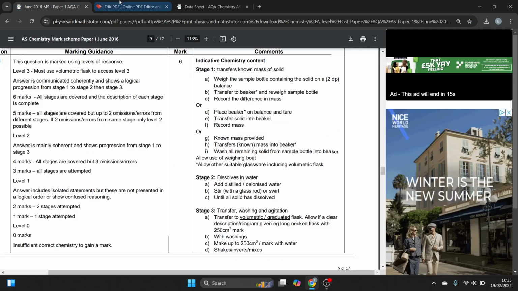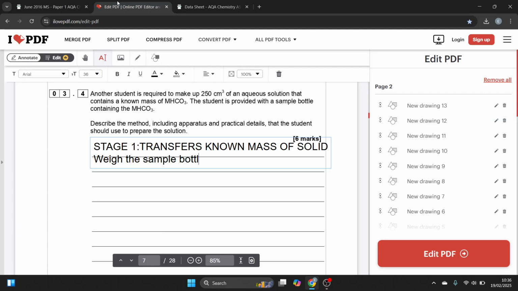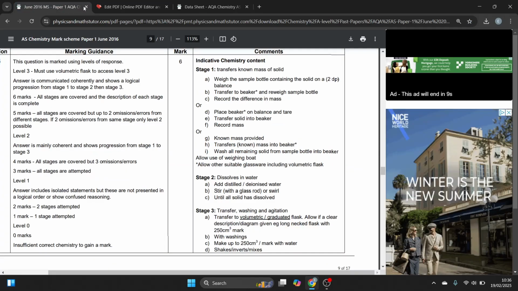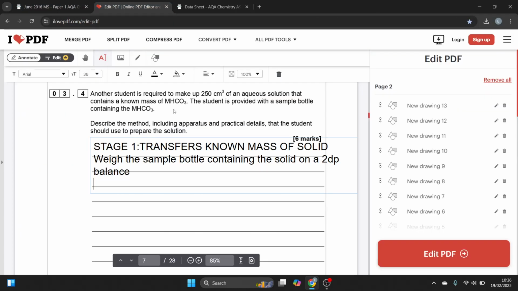Weigh the sample bottle containing the solid. Transfer to beaker, reweigh sample bottle.